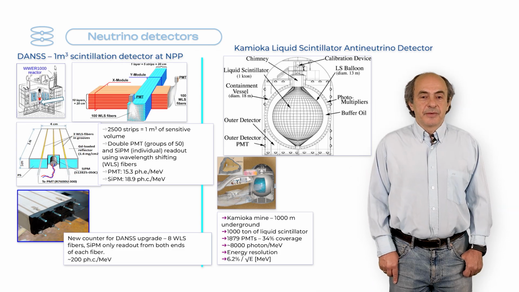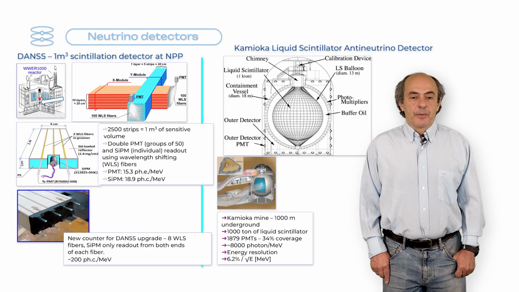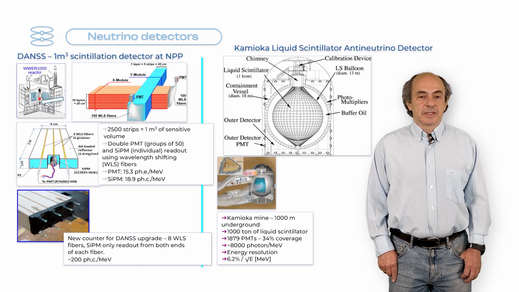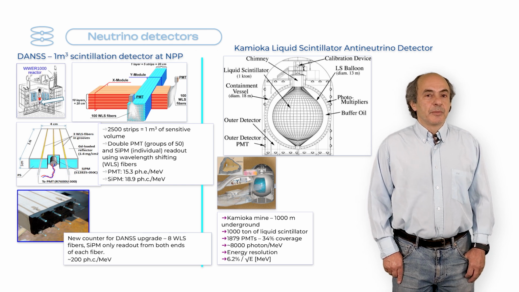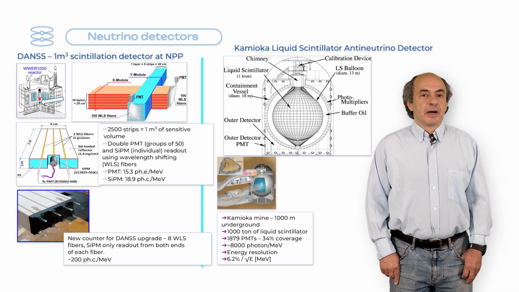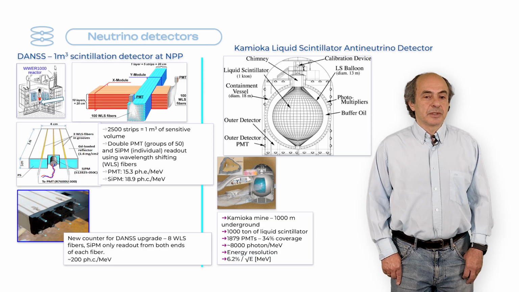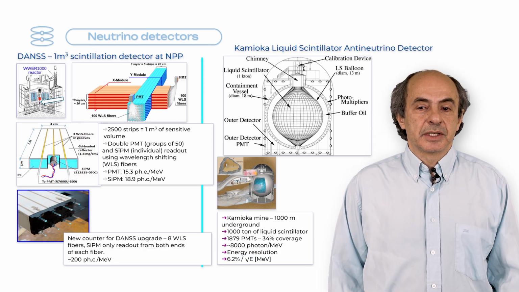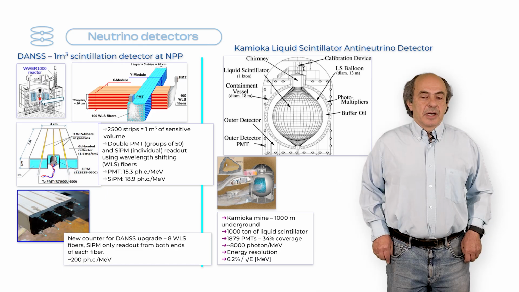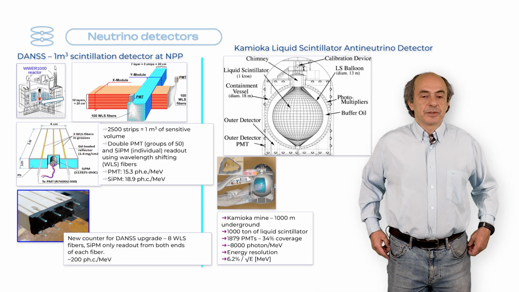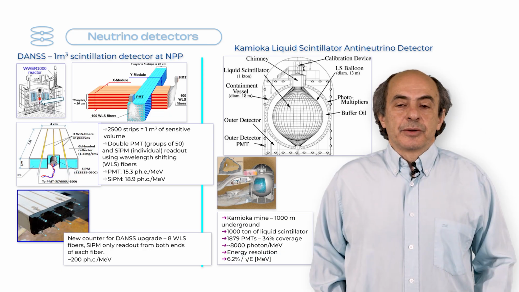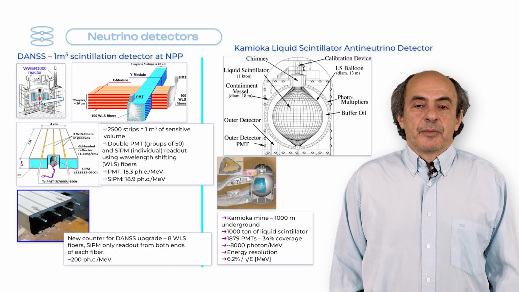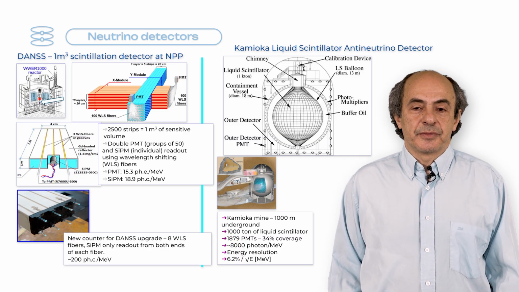Another example is a very large detector, which has 1,000 tons of liquid scintillator, which is the KamLAND Kamioka liquid scintillator antineutrino detector, placed in the Kamioka mine in Japan, deep underground. It's 1,000 meters below the Earth's surface. And this detector is a sphere 13 meters in diameter, which is transparent enough. So we have about 2,000 photomultiplier tubes placed on the surface of the sphere for readout.